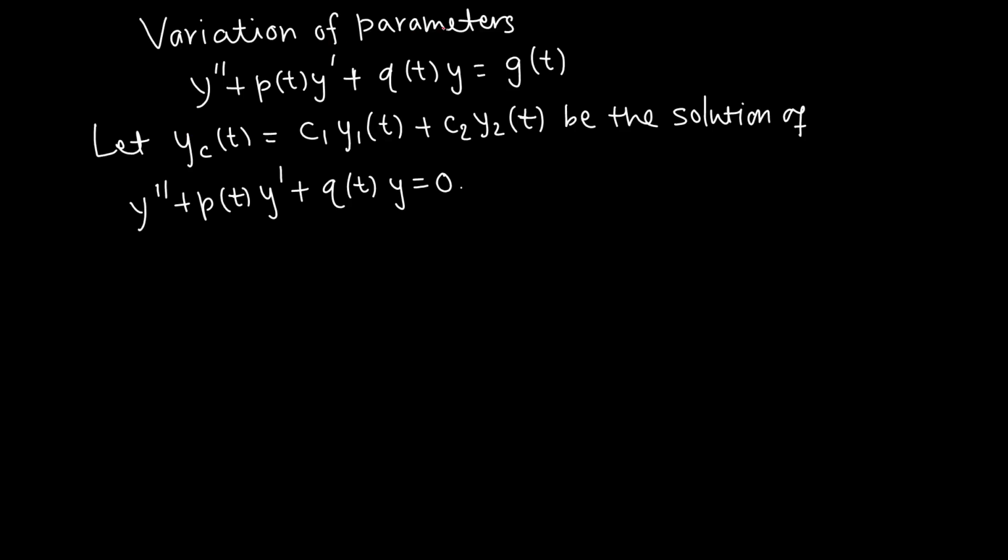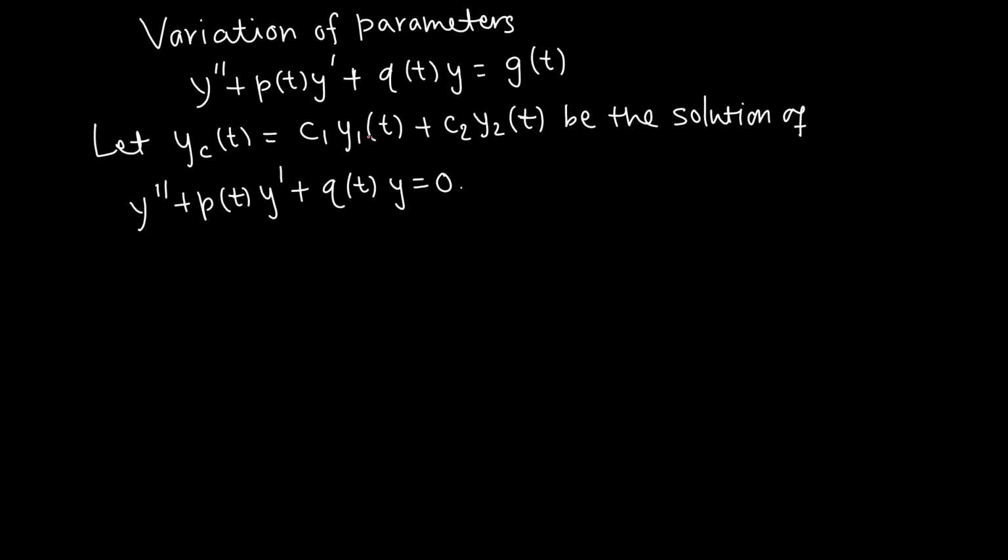Variation of parameters. So we have a second order linear differential equation, non-homogeneous. The right hand side has something other than 0, and we would like to solve this. As we know, the solution will be given by a sum of the complementary solution plus a particular solution, and we assume yc, the complementary solution of this, which is in fact the solution of the corresponding homogeneous.